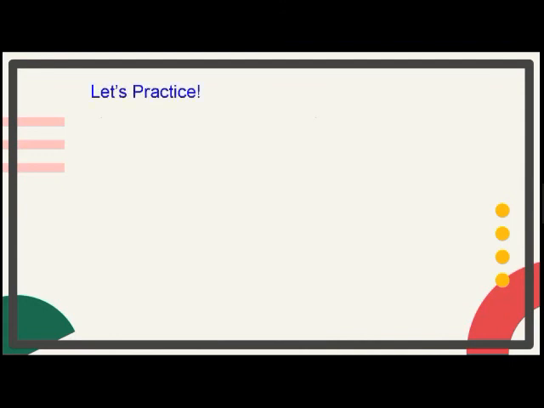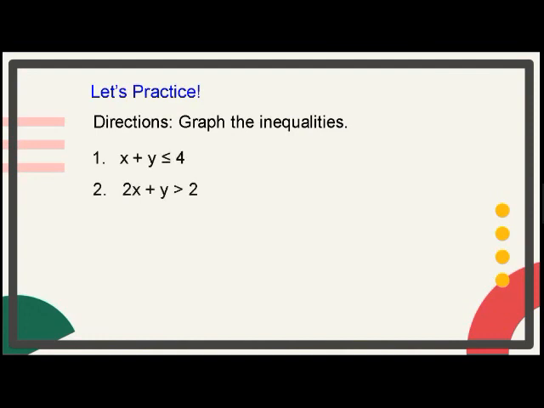So, let us try answering this one. Directions. Graph the inequalities x plus y less than or equal to 4 and 2x plus y greater than 2. You may start working now.